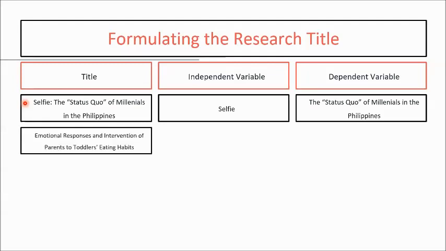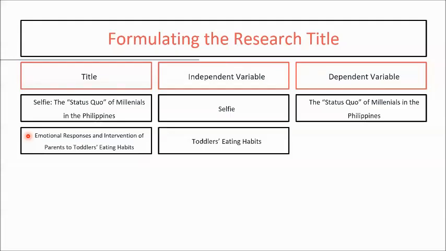Okay? So, another example para to understand better. So, in this title, the emotional responses and intervention of parents to toddlers' eating habits. So, ano yung independent variable? So, in this title, the independent variable is the toddlers' eating habits. Yes, correct, Mary, Ellie, and C.